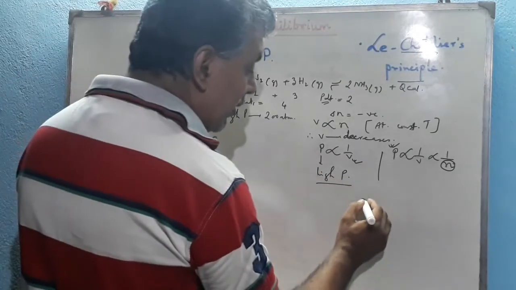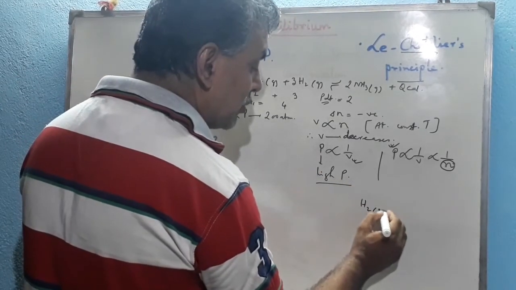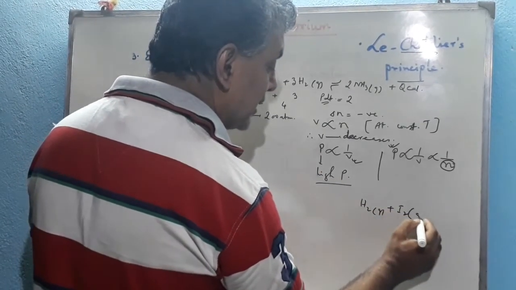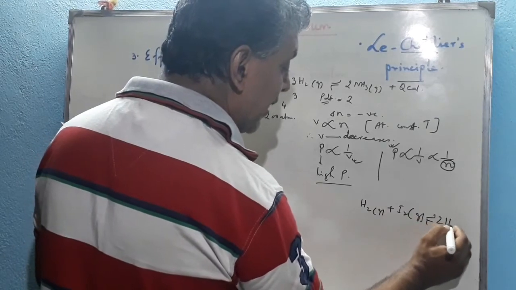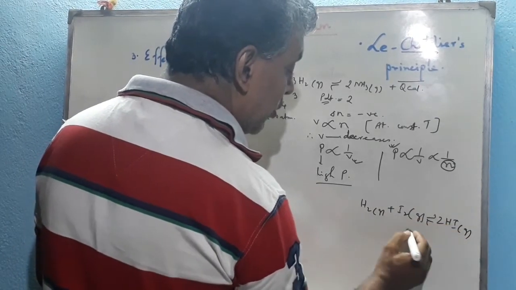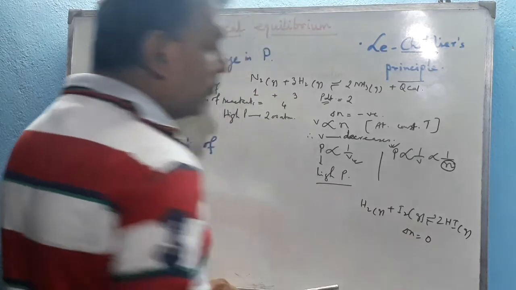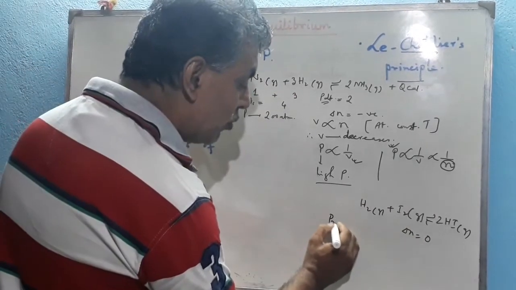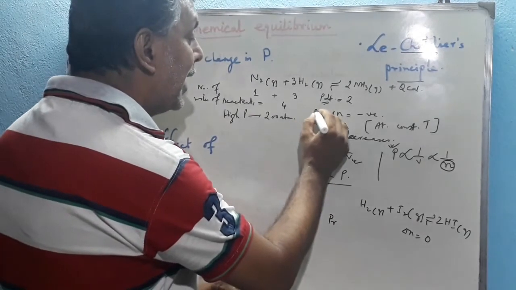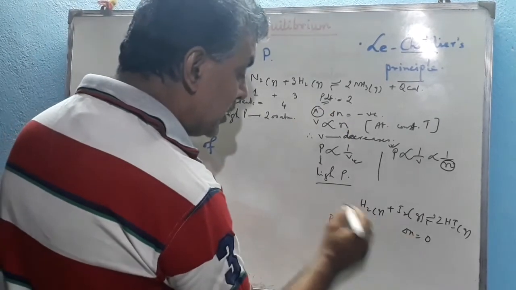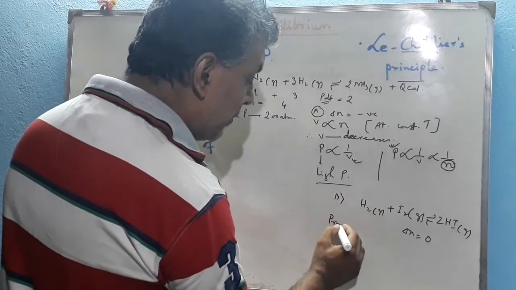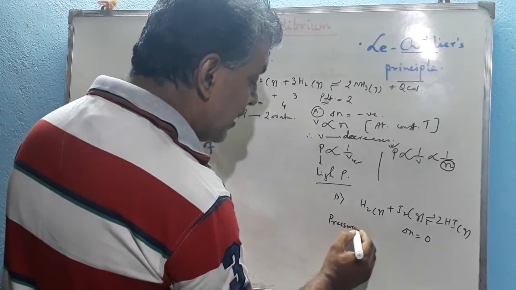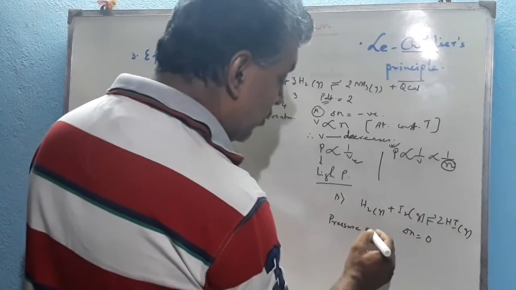Now, if the reaction is like this, H2 gaseous plus I2 gaseous reversible 2HI, the number of moles remains the same on both sides, reactant as well as product. So, pressure has no effect. This is the first part, when del N is negative. Here del N is 0. This is the second part. So, pressure has no effect as the number of moles on both sides is equal.